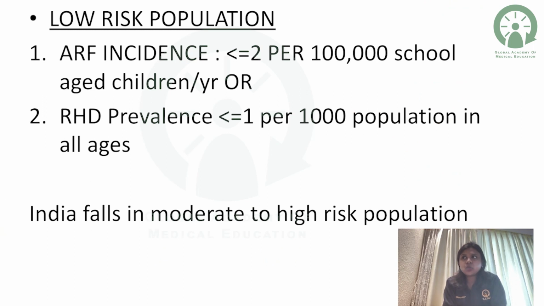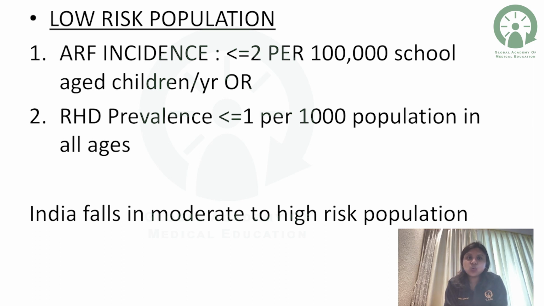So we are going to go to the next topic in cardiology, that is acute rheumatic fever. In acute rheumatic fever, we are going to read the revised Duckett-Jones criteria. But before reading the revised Duckett-Jones criteria, we need to know what is meant by a low risk population and moderate to high risk population.